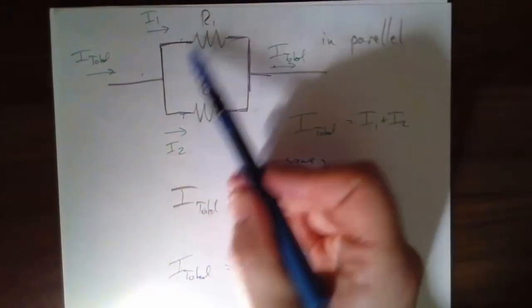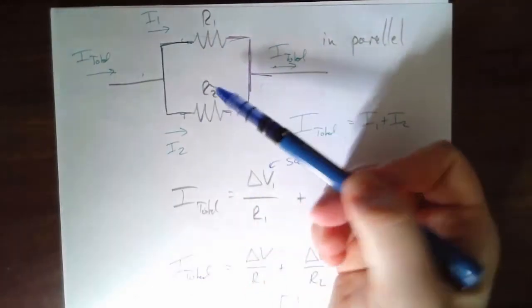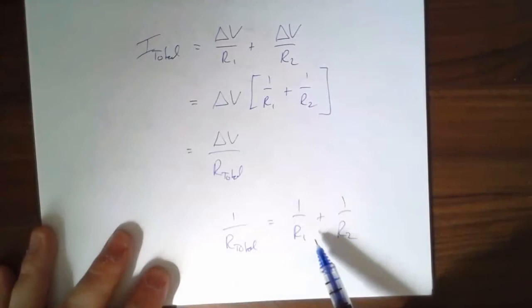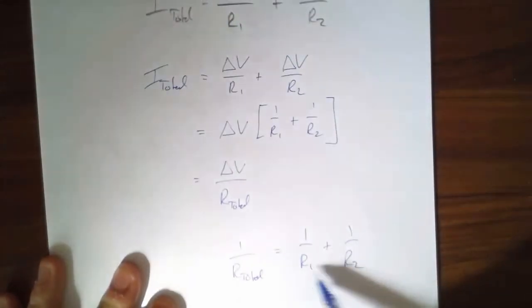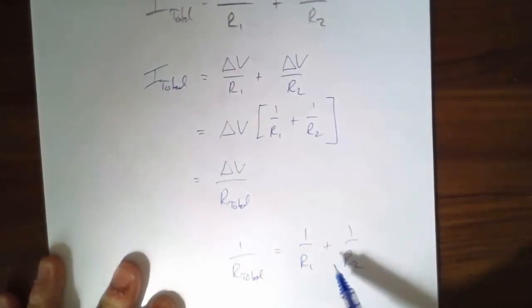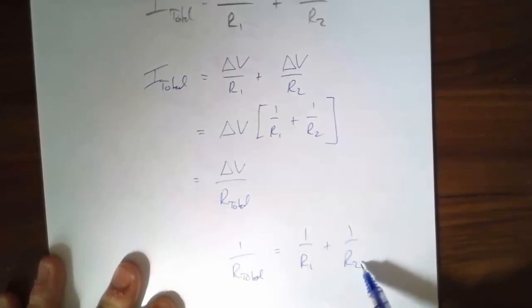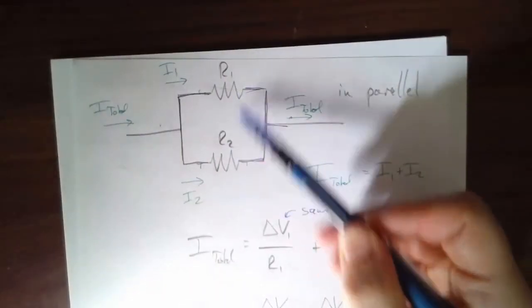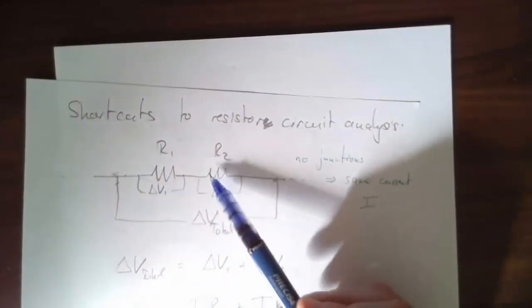So notice that if they're in parallel, the overall resistance is going to be lower. You can plug in numbers to test that. If R1 and R2, say, are each 2 ohms, 1/2 plus 1/2 is 1. So 1 over what is 1? Okay, 1. Then the combined resistance would be 1 ohm. So 2 ohms makes 1 ohm, whereas 2 ohms in series makes 4 ohms.